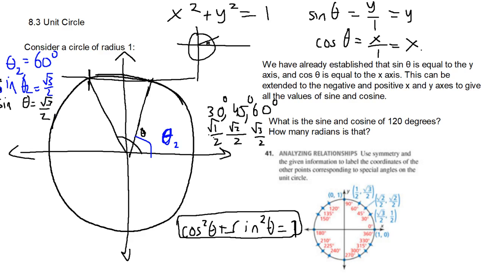And we can show in this circle right here, analyzing relationships, use symmetry and other information to figure out the other points of the circle. So we can do that, and boom, they're the same height, right?